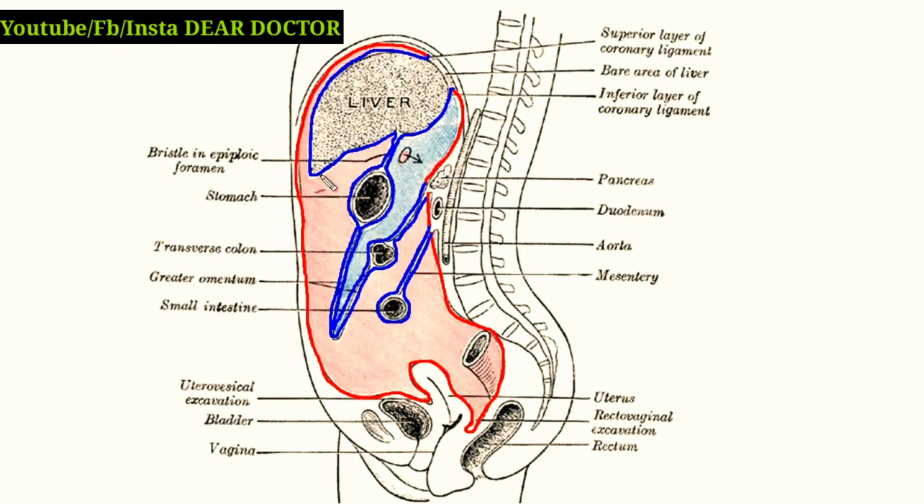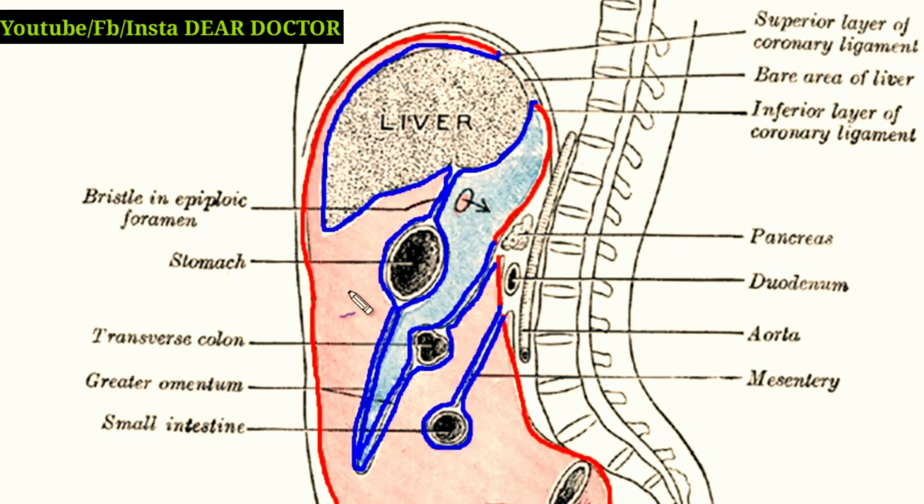So there's a potential space between the parietal peritoneum and the visceral peritoneum, and this is called the peritoneal cavity, and this contains peritoneal fluid. So you can see in this red shading in this diagram and this blue shading, this is the peritoneal cavity. So it's this potential space between the visceral peritoneum and the parietal peritoneum. So the peritoneal fluid contained in this space inside the peritoneal cavity helps to lubricate the movement and expansion of the gut.